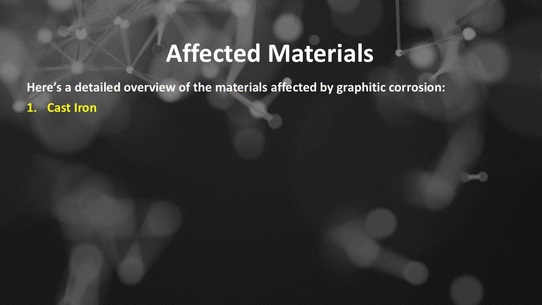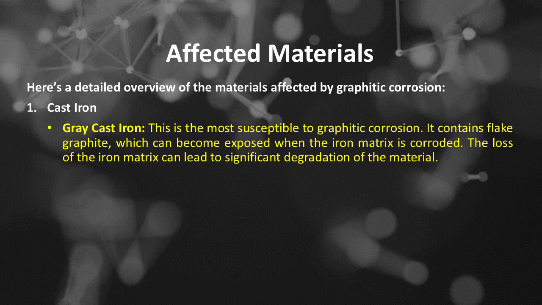Number 1 is cast iron. Gray cast iron, this is the most susceptible to graphitic corrosion. It contains flake graphite, which can become exposed when the iron matrix is corroded. The loss of the iron matrix can lead to significant degradation of the material.